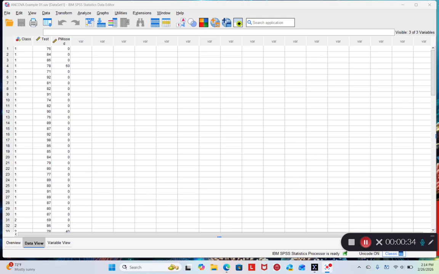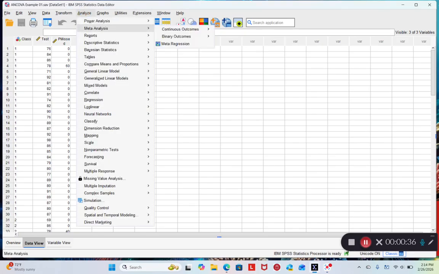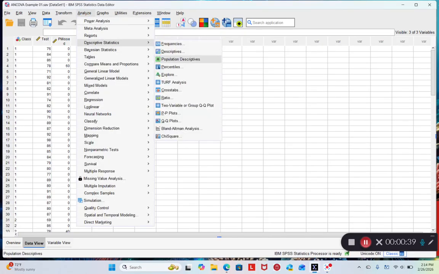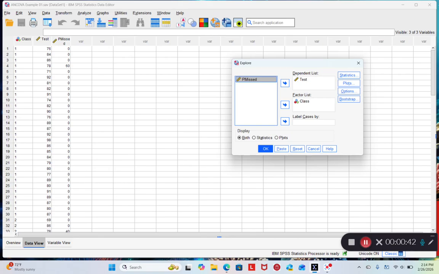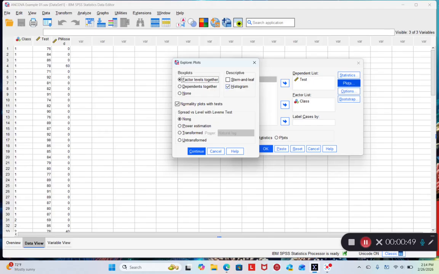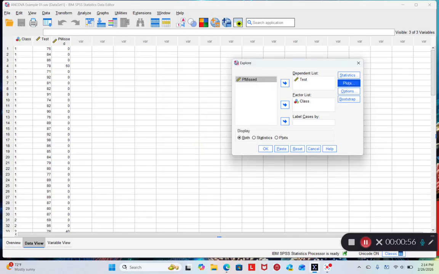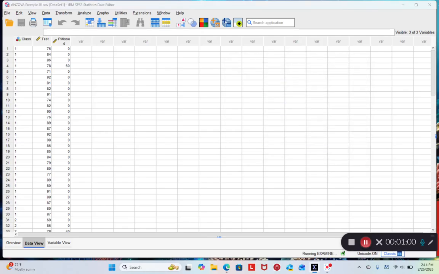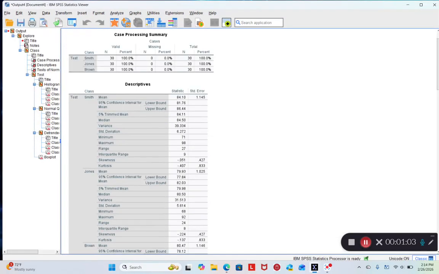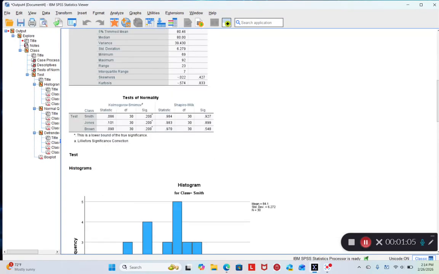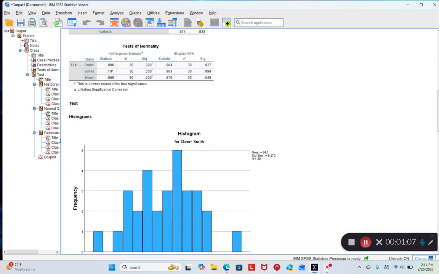So the first thing we need to do is check the homogeneity of regression of slopes. We go up here to Analyze, down to Descriptive Statistics, Explore. I've already run this once, so we want to look at the test and the class. Come to Plots, make sure histogram is checked, not stem and leaf. We'll do histogram, and then continue. Make sure both is displayed. Click OK. Then we go down to the histogram.